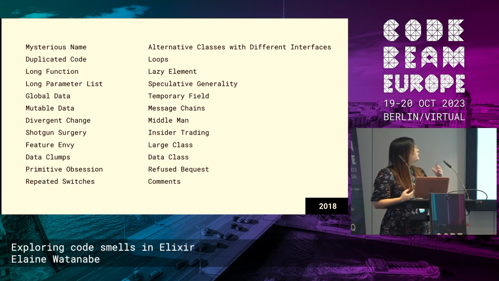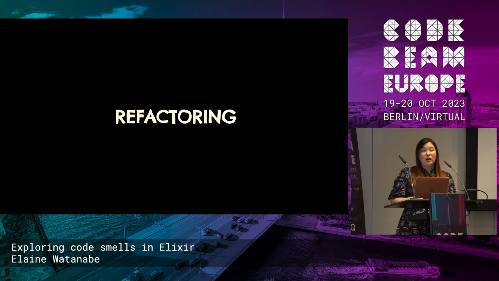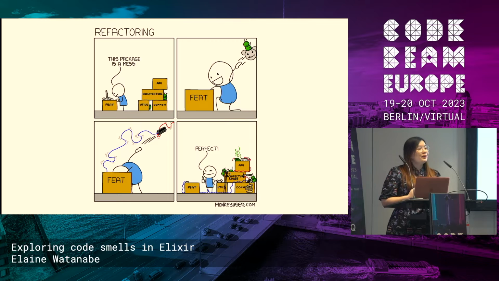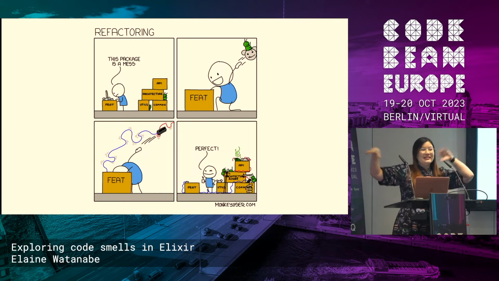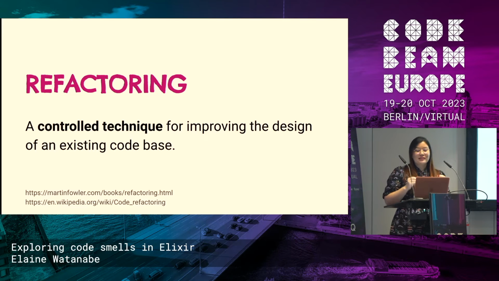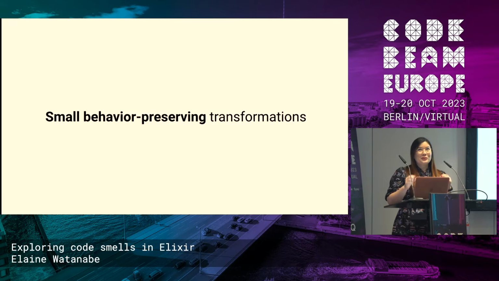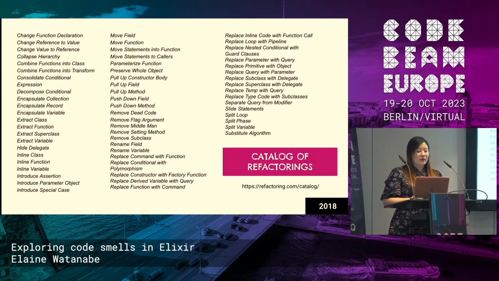Common ones are duplicated code, and mysterious names, when we have some random variable that is not super helpful. And to fix them, we usually use a simple technique known as refactoring. Sometimes refactoring may look like this, just spreading the mess around, doing huge changes. But this is actually a controlled technique to improve the design of your existing code base. The goal is to do small changes, behavior-preserving transformations. So we are not changing the behavior of the code, we are doing small changes. This is kind of the goal.